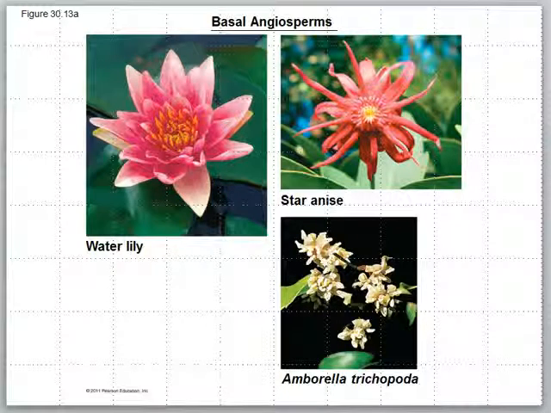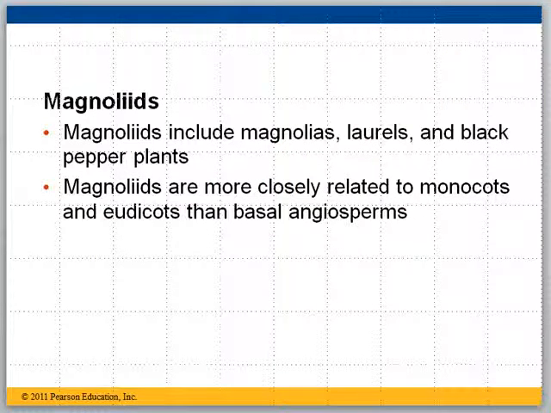The magnoliids include, as you could probably guess, magnolias, also laurels and black pepper plants. Magnoliids are more closely related to the monocots and eudicots than they are to the basal angiosperms. You're probably familiar with the southern magnolia, probably the most common one there.